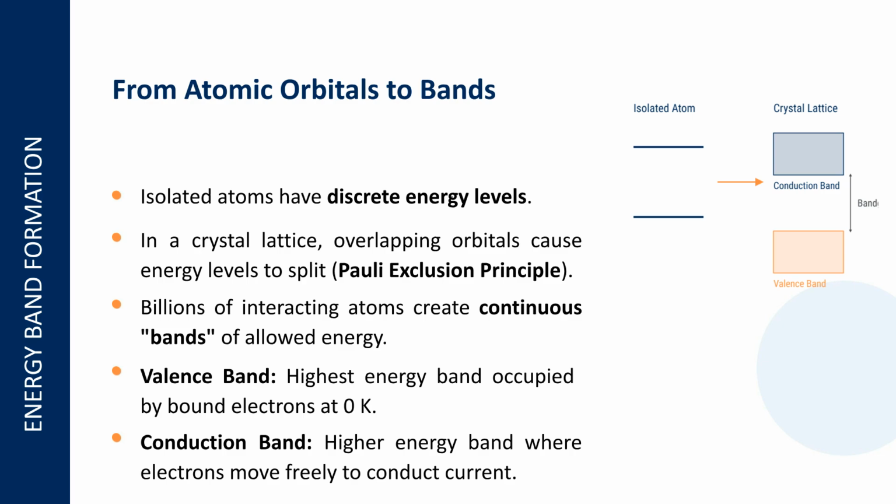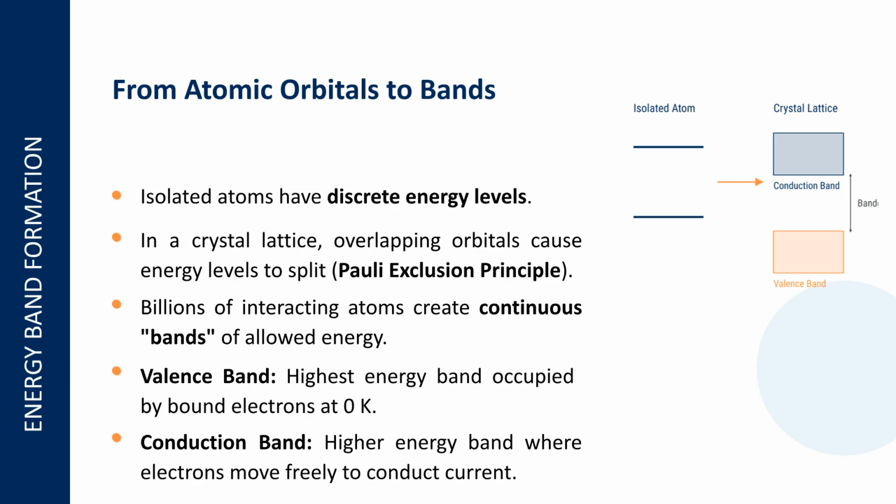Let us start with a single, isolated atom. Quantum mechanics dictates that an electron orbiting this nucleus can only occupy specific, discrete energy levels. It cannot exist in the empty space between these levels. However, a functional solar cell is not made of isolated atoms. It is a macroscopic crystal lattice containing roughly 10^22 atoms per cc.